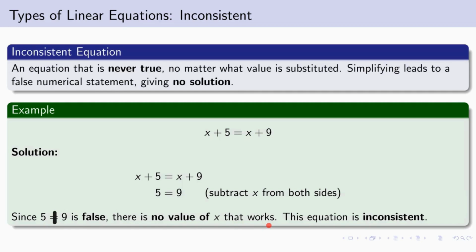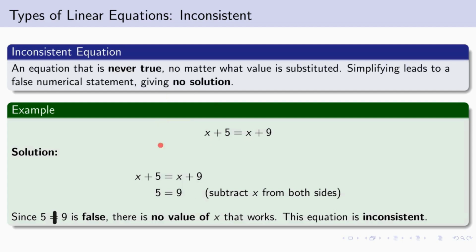As a review again, when we say identity, the last number that you can see in your computation is a number that is equal to itself. For example, 6 equals 6, 0 equals 0. And it means that the solution is every real number. Next, conditional. There is a specific value of x that will make the equation true.